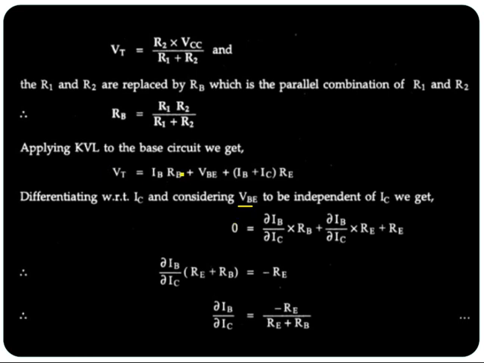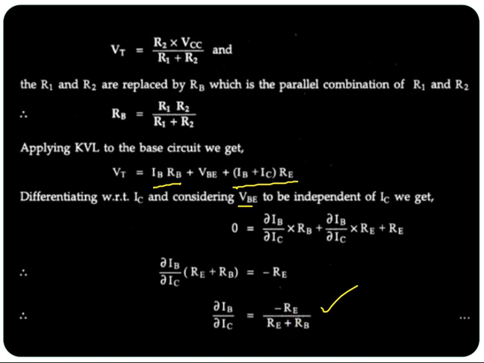Then 0 equal to dou IB by dou IC into RB. This term, VBE differential, we take it as 0, and this one dou IB by dou IC into RE plus differential of IC with respect to IC is 1 plus RE. And you get an expression for dou IB by dou IC like this. When you simplify, dou IB by dou IC equal to minus RE by RE plus RB.